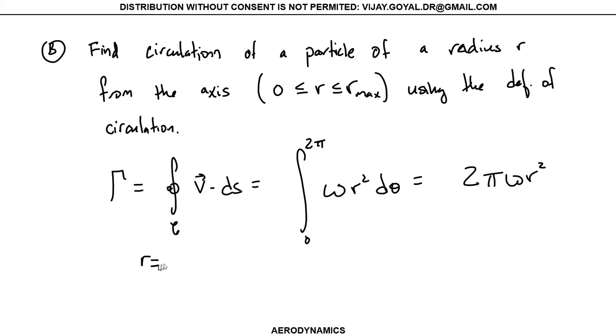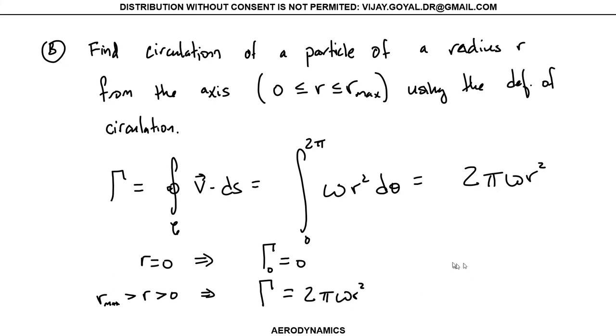When r is equal to 0, in that particular case, so you're talking the center, your circulation is actually 0. When r is bigger than 0 but less than r max, your circulation is given by 2 pi omega r squared. But when r is equal to r max, that will give you the maximum possible circulation in your problem, and that gives you 2 pi omega r max squared.